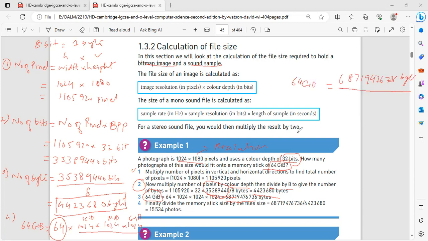So now I will divide by this, the size of one file, 4,423,680 bytes. So these are bytes, and you will get the number of files. Okay. After dividing this, here you can see they have got 15534 photos, or number of files, you can store in such an area. You got the point or not? That we know.